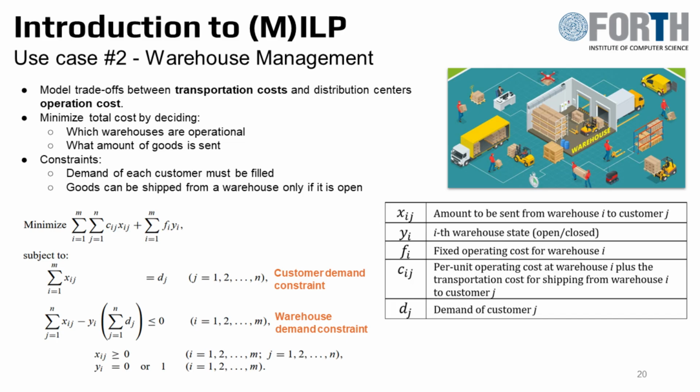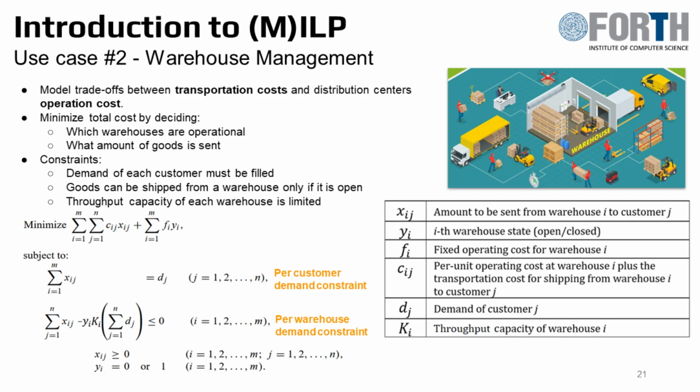The model introduces the following variables and parameters. Xij represents the quantity shipped from warehouse i to customer j. Yi indicates whether warehouse i is open. Fi is the fixed operating cost of warehouse i. Cij is the per unit cost of shipping from warehouse i to customer j. Dj is the demand of customer j. This formulation captures both the location and allocation decisions within a single mixed integer linear program.